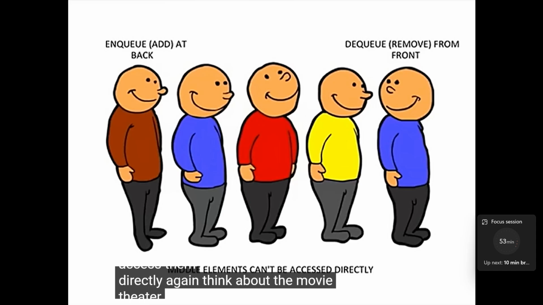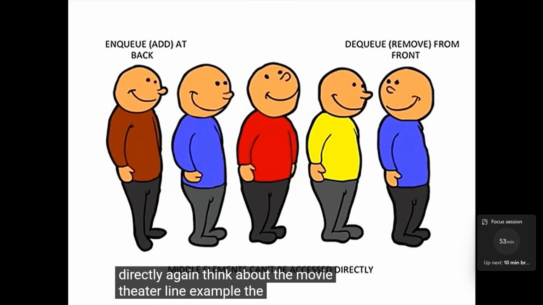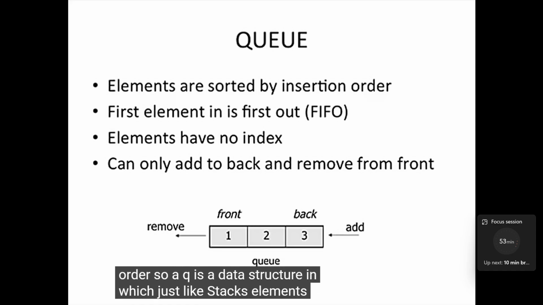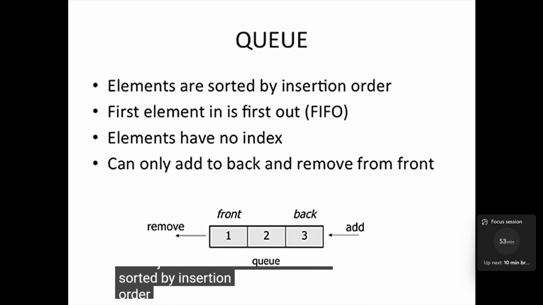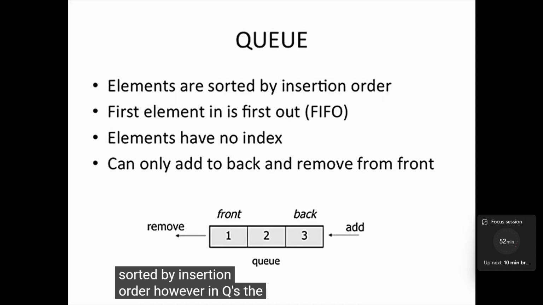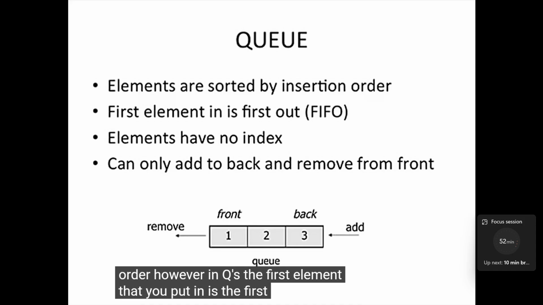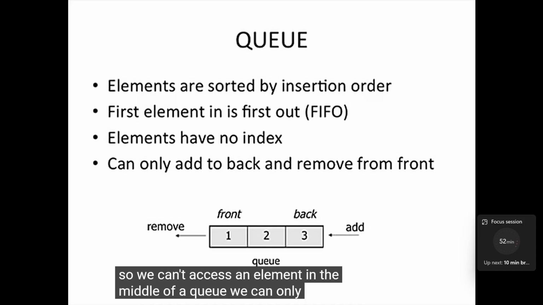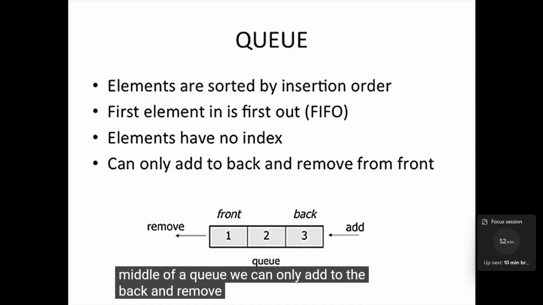Again, think about the movie theater line example. The person working at the theater can't just ask the person in the red shirt to come and be helped. The patrons get helped in order. So a queue is a data structure in which, just like stacks, elements are sorted by insertion order. However, in queues, the first element that you put in is the first one that comes out. Again, elements have no indexes, so we can't access an element in the middle of a queue. We can only add to the back and remove from the front.